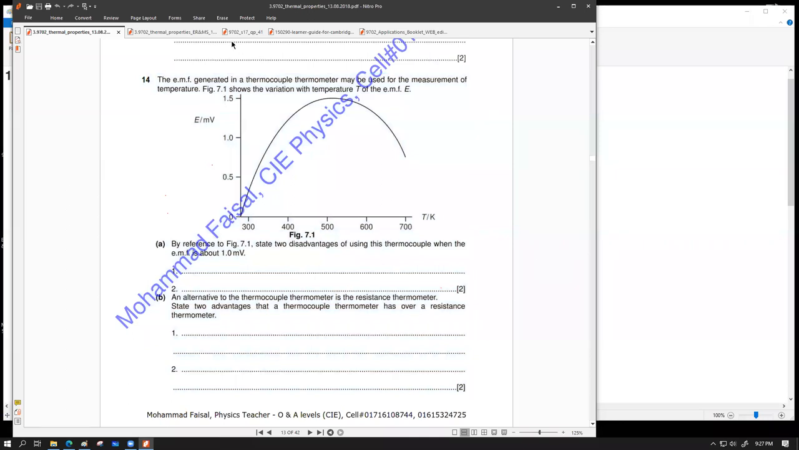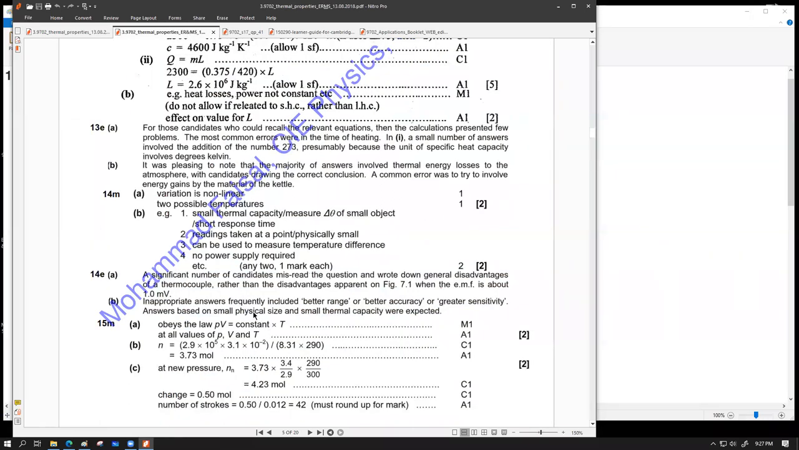I don't know. I forgot these stuffs. I'll have a look at the mark scheme.